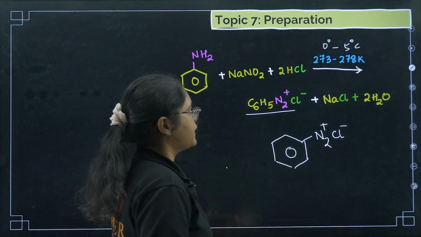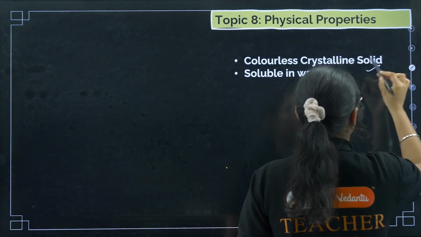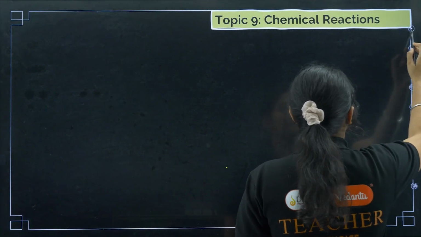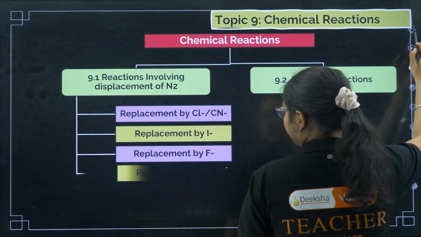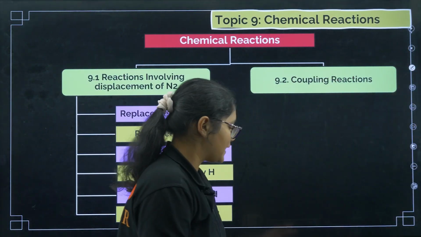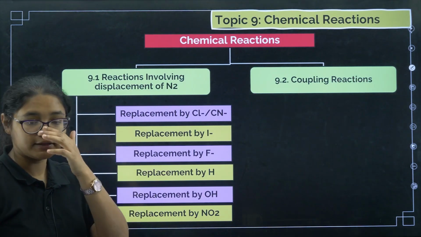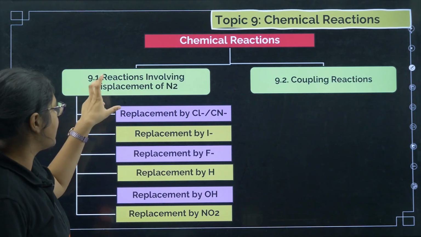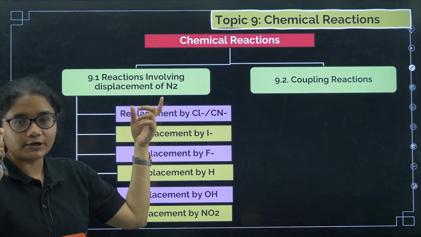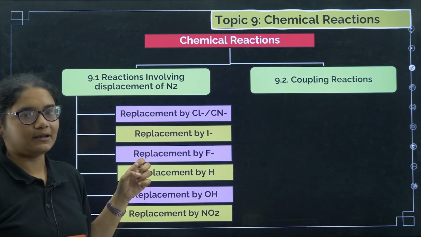Okay, fine. Now coming to the next one, the properties: colorless and soluble in water. Chemical reactions are very important. Now see, chemical reactions are again divided into two types. First one is reactions involving the displacement of the N2 group. That N2 group will go, and in that place some other group will come.